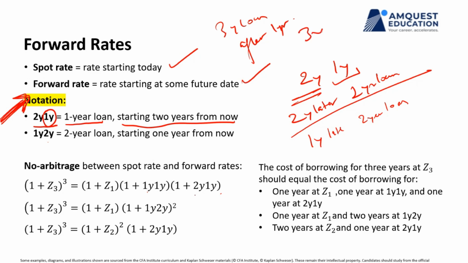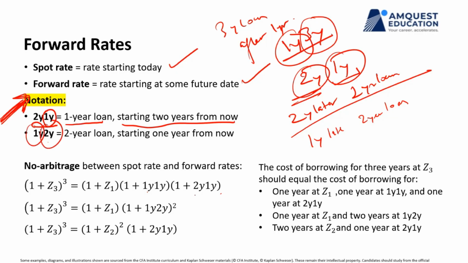You will say 3 year loan that I'm going to take, but after 1 year. 1y, 3y. Right? So 1 year later, 3 year loan. 2 year later, 1 year loan. 1 year later, 2 year loan.